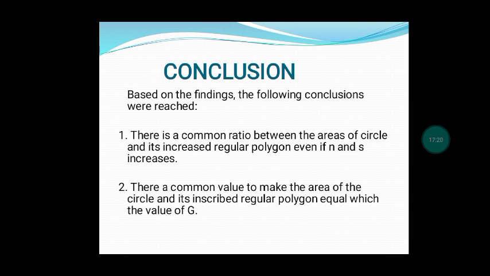So, conclusion. Based on the findings, the following conclusions were reached. The first conclusion is there is a common ratio between the areas of the circle and its inscribed regular polygon, even if the number of sides increases. The second is there is a common value that makes the area of the circle and its inscribed regular polygon equal, which is the value of g.